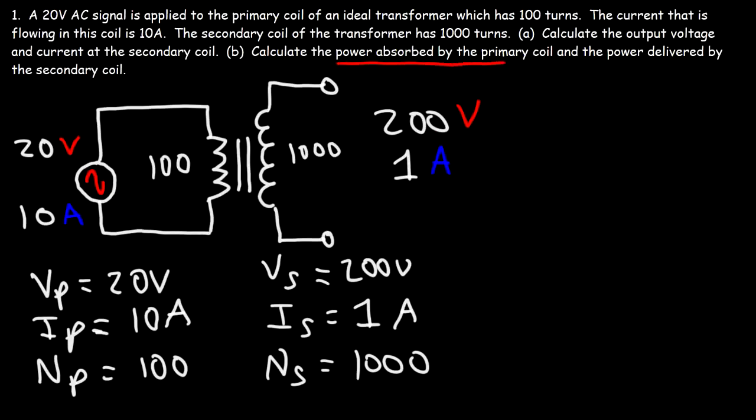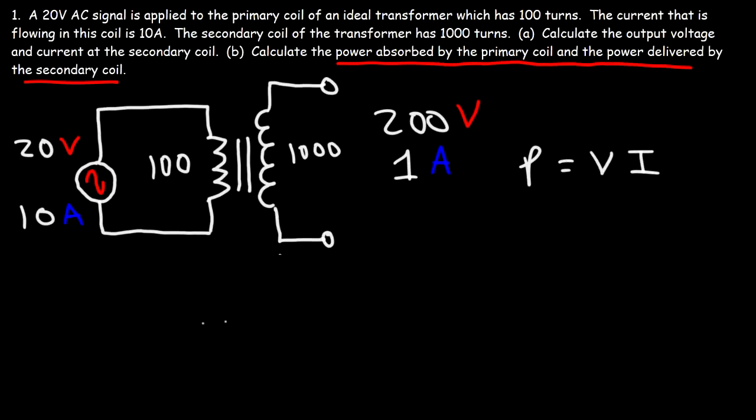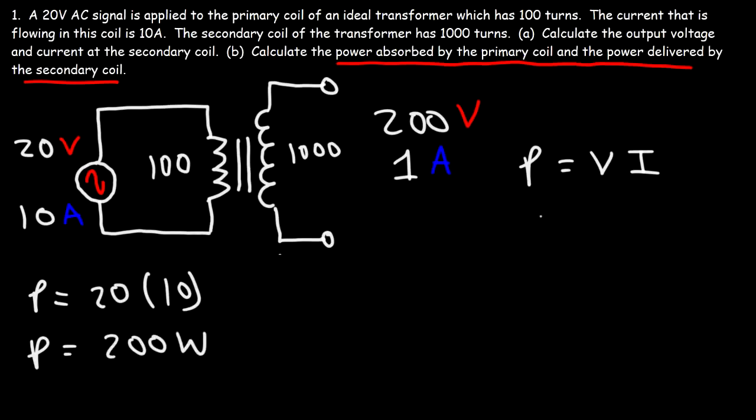Calculate the power absorbed by the primary coil and the power delivered by the secondary coil. Power is equal to voltage times current. So in the primary coil, the voltage is 20, the current is 10. So the power that's absorbed by the primary coil is going to be 200 watts. In the secondary coil, the voltage is 200, the current is 1.